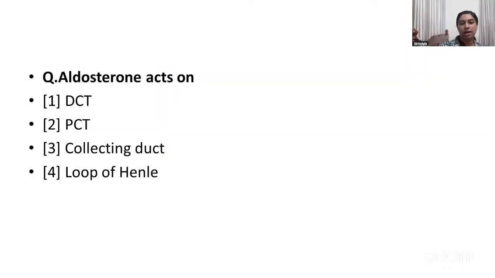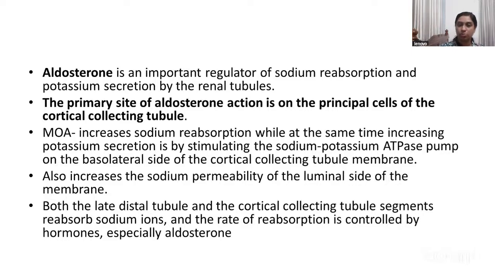Next question, aldosterone action. The options are DCT, PCT, collecting duct, loop of Henle. So what's the site of action of aldosterone? It's the collecting duct. Like ADH, the site of action of aldosterone is also the collecting duct. Aldosterone is an important regulator of sodium reabsorption and potassium secretion. It will absorb the sodium and secrete potassium into the renal tubules. The primary site of aldosterone action is on the principal cells of the cortical collecting tubule.